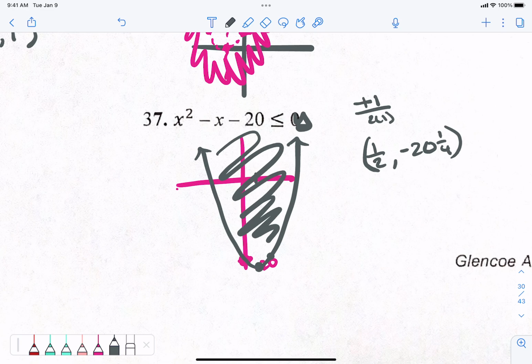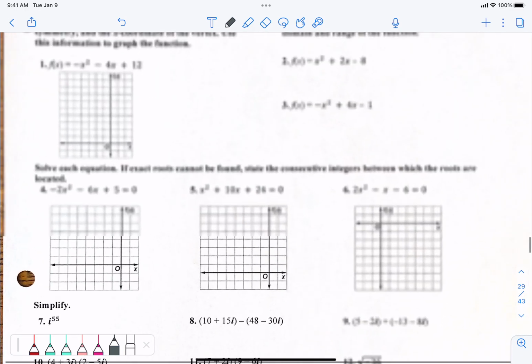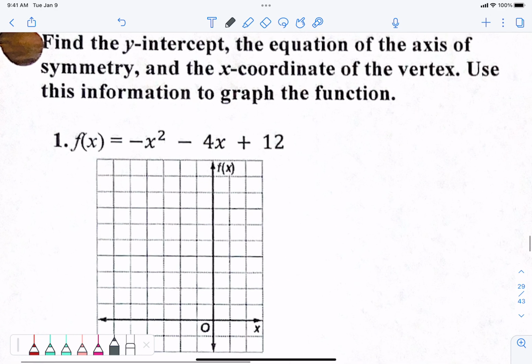Okay, happy with that? So that's what we just got done doing. Now let's go back to the beginning. Let's go back to number 1, 1 and 2 and 3, which look like this, okay? So we can get our worksheet out, right?